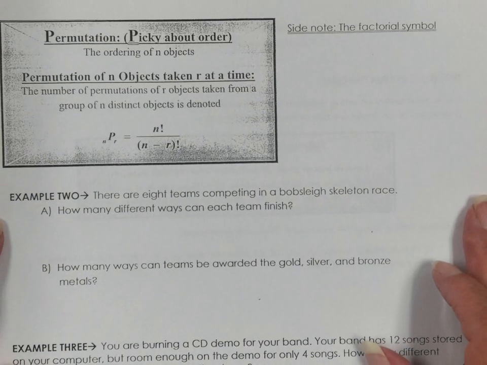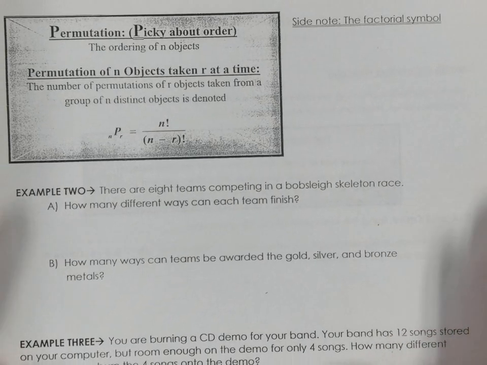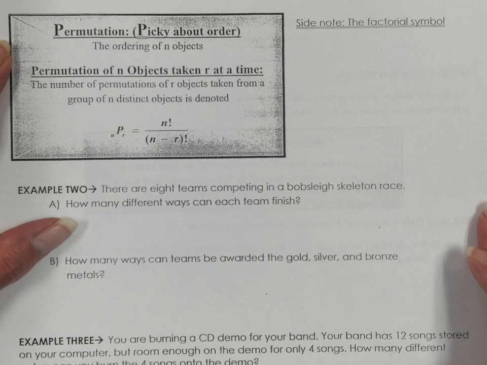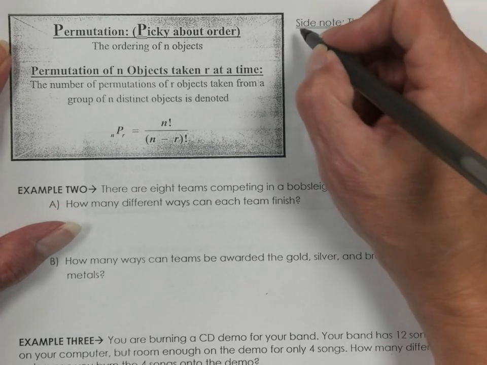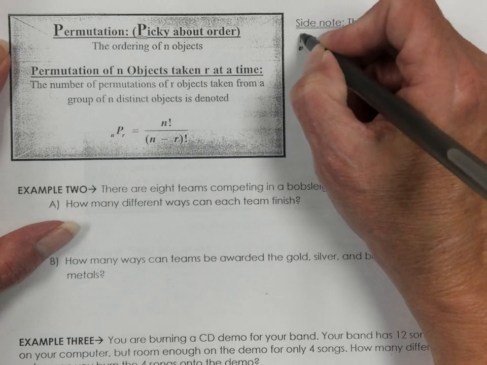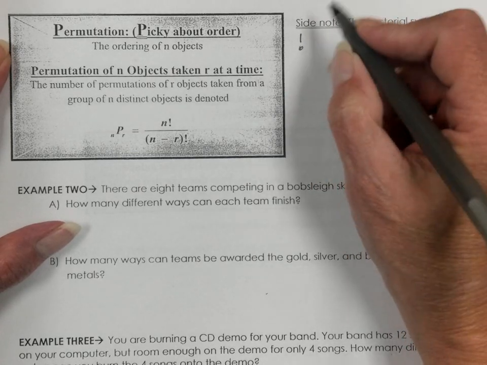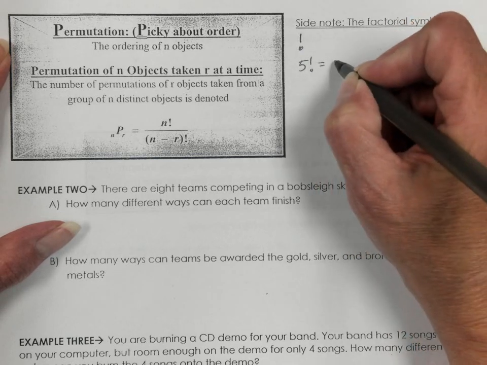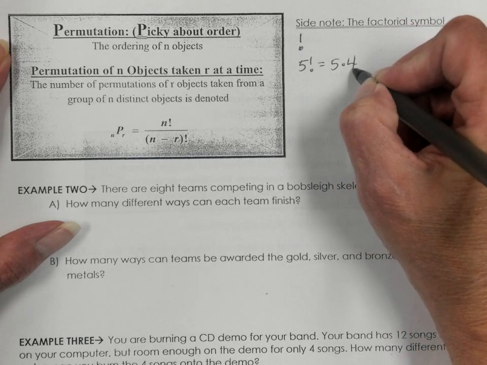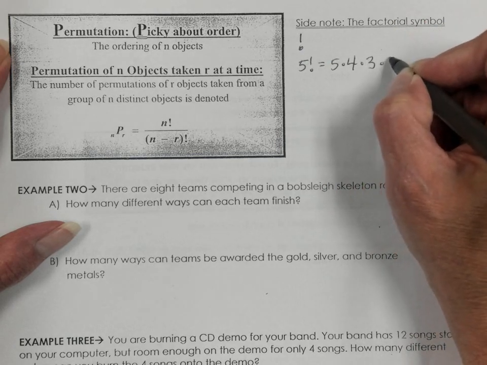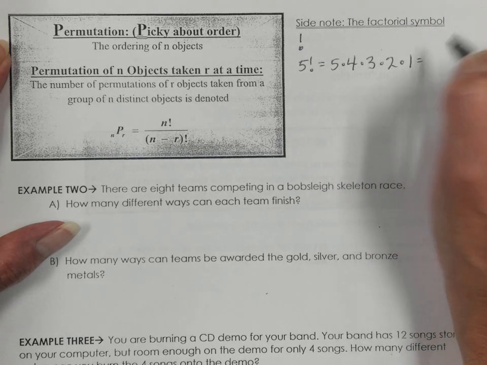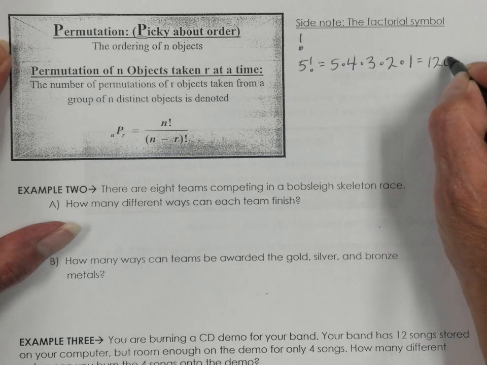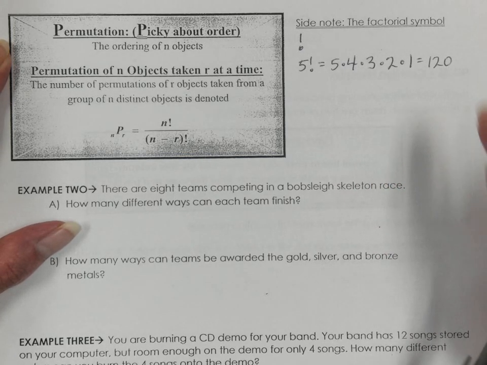Permutation, where we are picky about the order. The order matters. There is a prize for coming in first. Now remember, that factorial symbol is that exclamation point. So I showed you 10 factorial. Let's do a 5 factorial. So that is 5 times 4 times 3 times 2 times 1. 20 times 3 is 60. 60 times 2 is 120. 120 times 1 is 120.